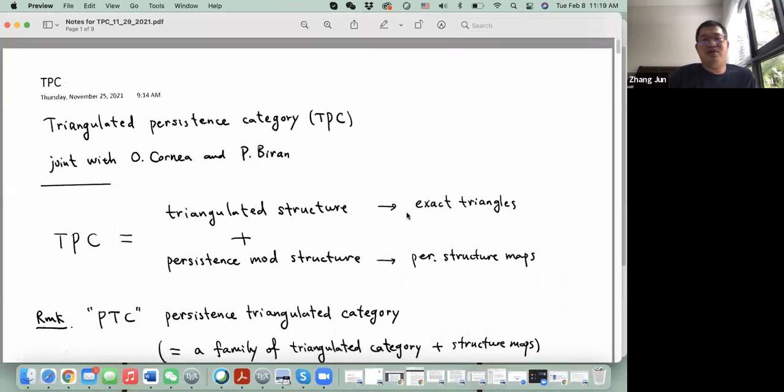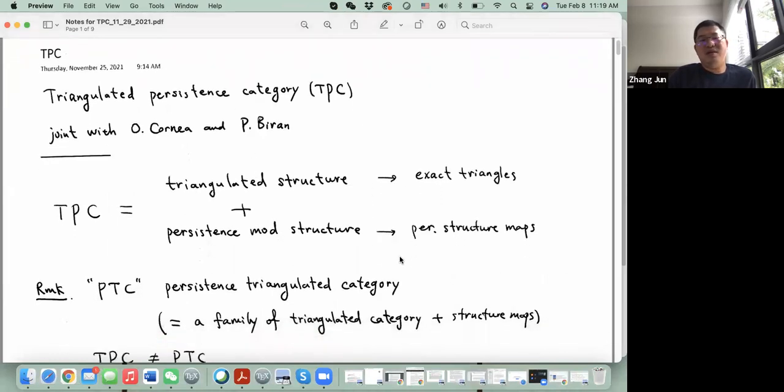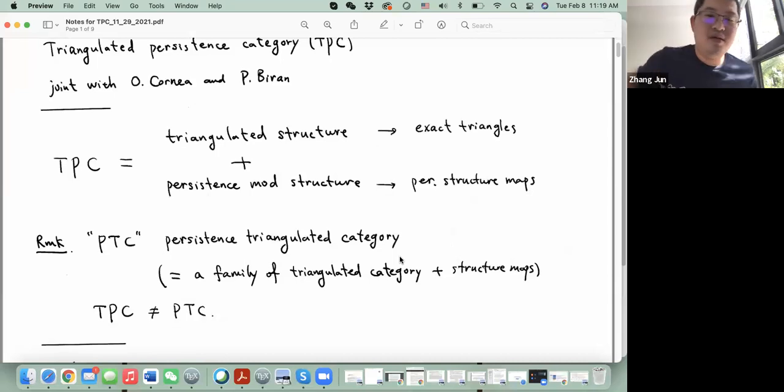Now once we have that, you know what a triangulated structure is, you know what a persistent module structure is. Now let's move on. So the first remark is there are two structures. What we talk about is called a triangulated persistence category. There's something else that you can try to do, called a persistence triangulated category. The structure is switched by definition. What is a persistence module? It's a family of modules. What is a persistence triangulated category? It's a family of triangulated categories with some structure maps.